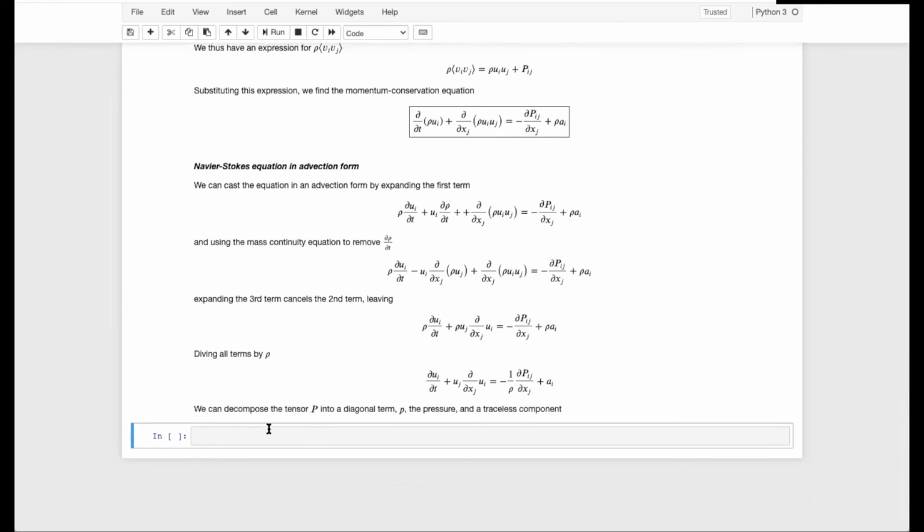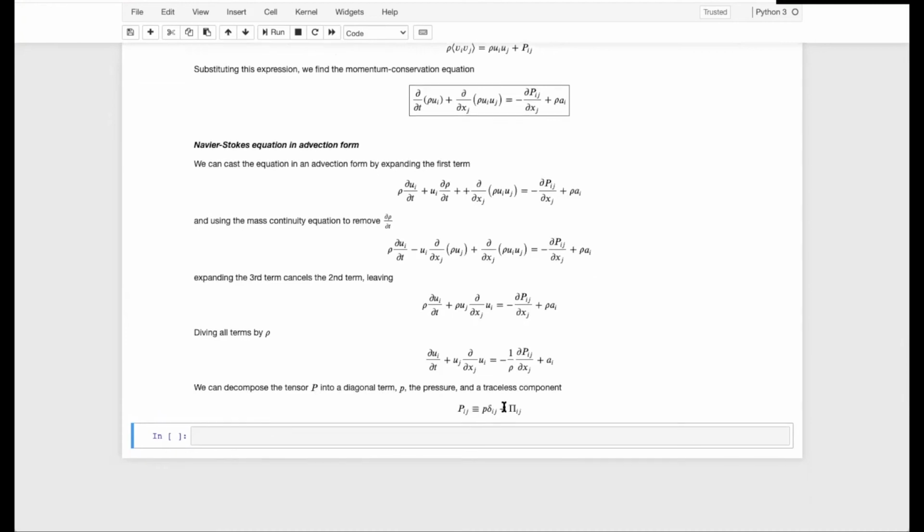We can go a little further. We can decompose the tensor P into its diagonal term, which is little p, the pressure, and a traceless component. We're going to use a negative sign here for reasons that are going to become clear later. You decompose the tensor Pij into the pressure, that is a diagonal term, and this other component. The diagonal term is the pressure, and the off-diagonal terms are a shear. As you're going to see, it's going to give us a viscous force.